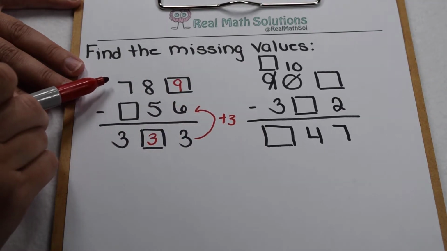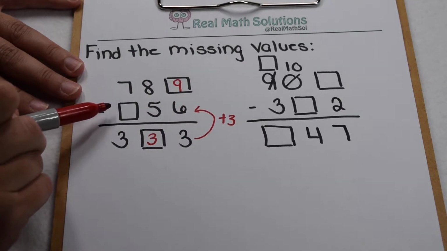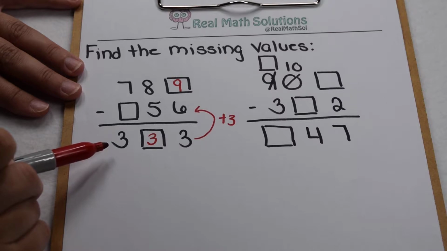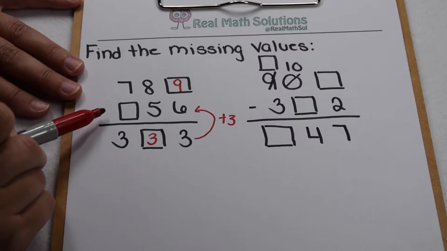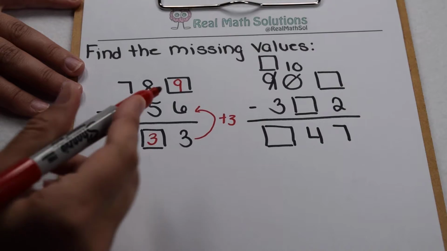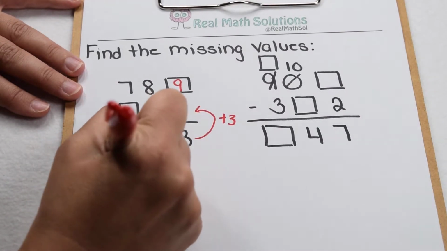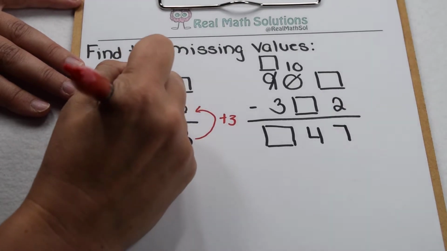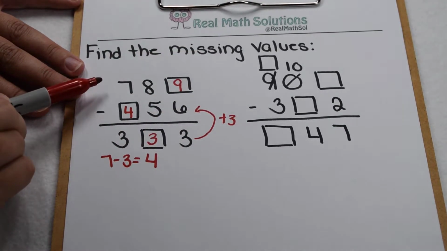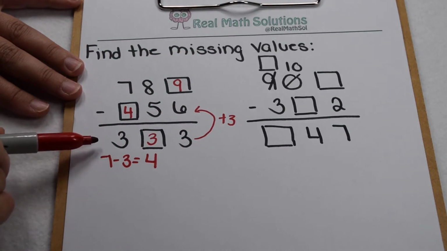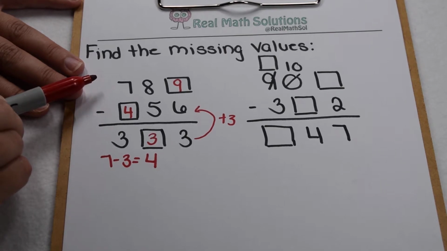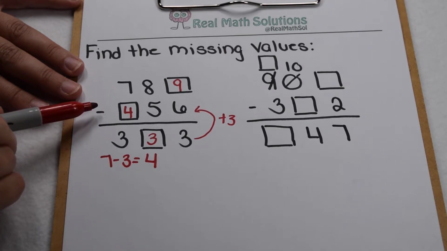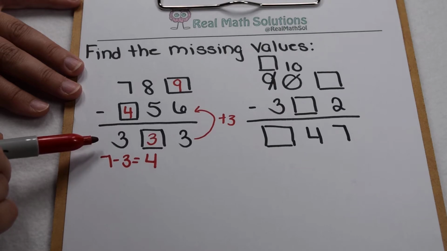And then here, I have 7 minus something leaves me with 3 in my hundreds columns. Well, to find out what that something is, I need to find the difference between 7 and 3. So we can go ahead and subtract 7 and 3, and that gives me a difference of 4. So when I subtract 7 minus 4, that leaves me with 3. So 789 minus 456 leaves me with 333.